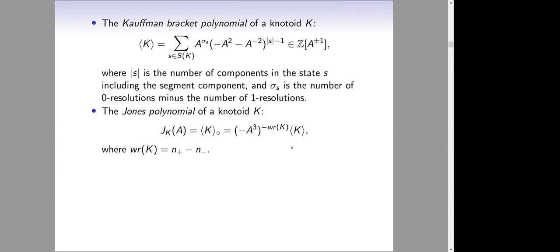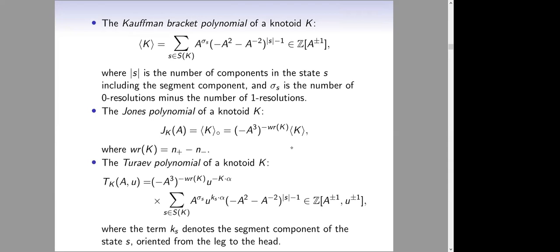Now, in Turaev's paper, he defines an even stronger invariant by using this shortcut idea. So the formula looks similar, but the Jones polynomial of a knotoid has a single variable a. The Turaev polynomial will have two variables, a and u. So now let me explain what this u means. These terms are the same as before. The extra terms are this one and this one, so I should explain what these are.